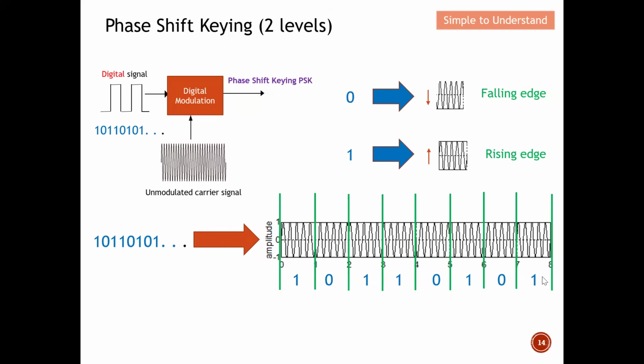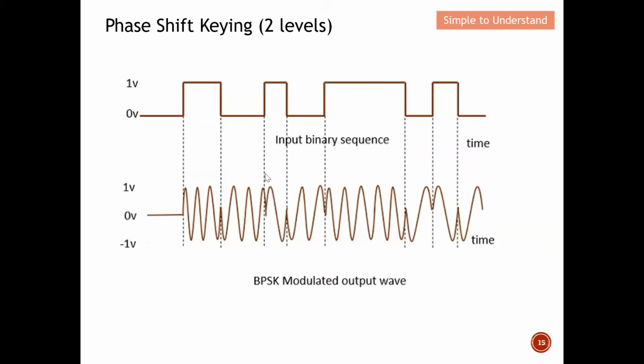Same for all of these. So basically, from here you can see that based on the phase, whether it is the 0 phase or the 180-degree phase, or whether it is a falling edge or a rising edge, I will be able to represent the digital signal with phase shift keying. This is to let you see how easy or how difficult it is.